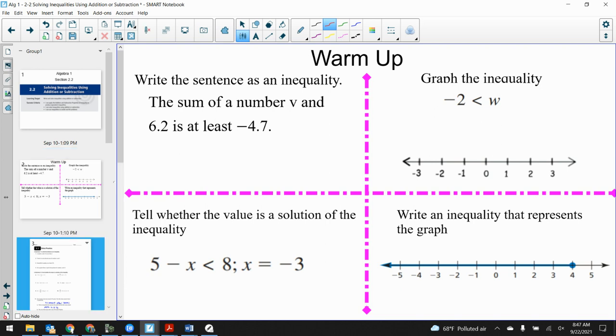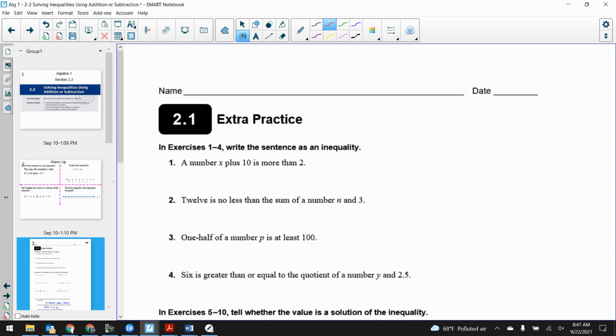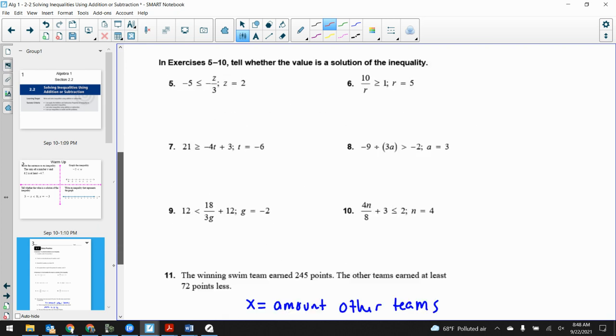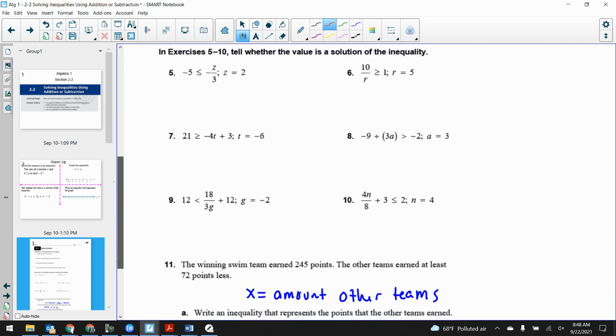Other questions on the homework before we get to the warm-up? What other questions do we have on the homework? Anything else? Yeah. 10 or 9. One of the fractions. Let's do 10.